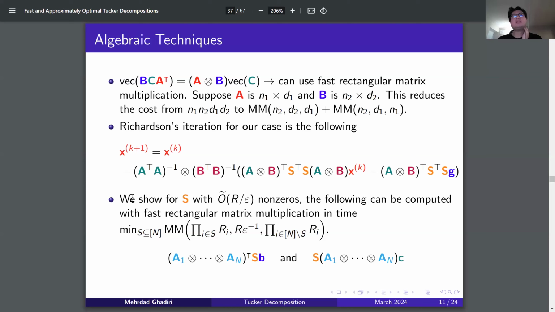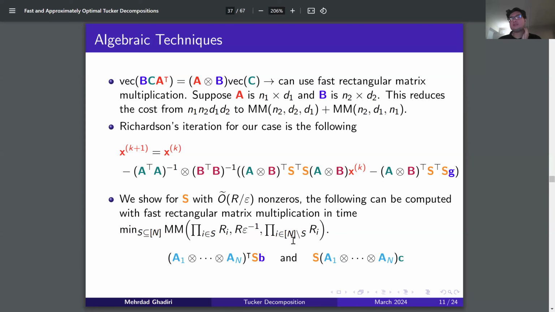So what do we say? We say that suppose your S is a diagonal matrix. Its size is very large, but it has few non-zero entries. The number of non-zeros is R over epsilon. Then we can compute these 2 matrices in this running time. This is essentially the last term you see in our running time, which is the improvement over R to the omega.